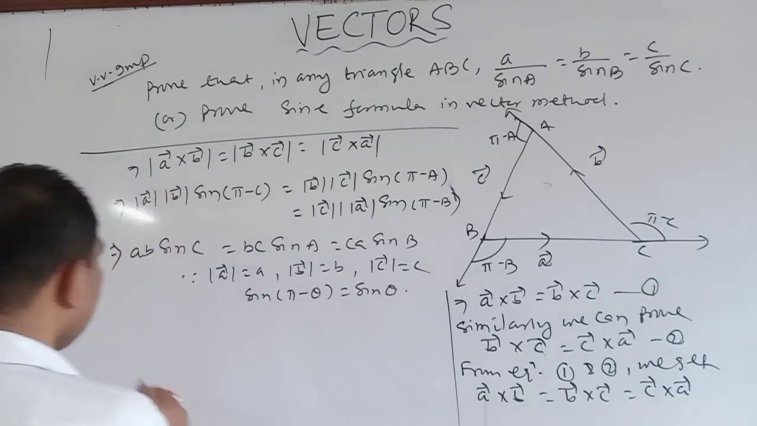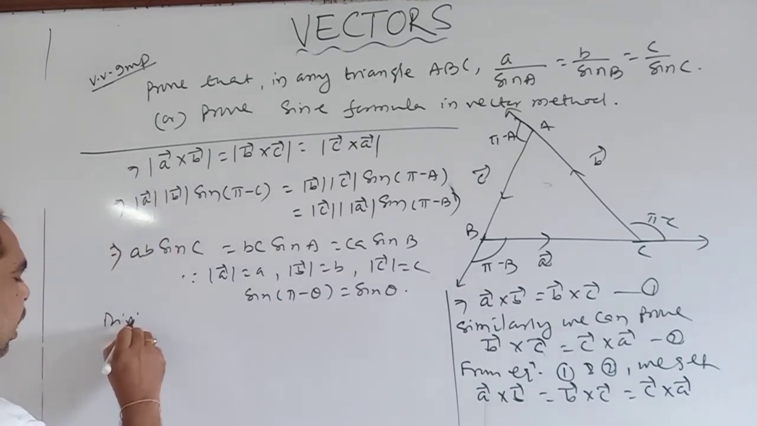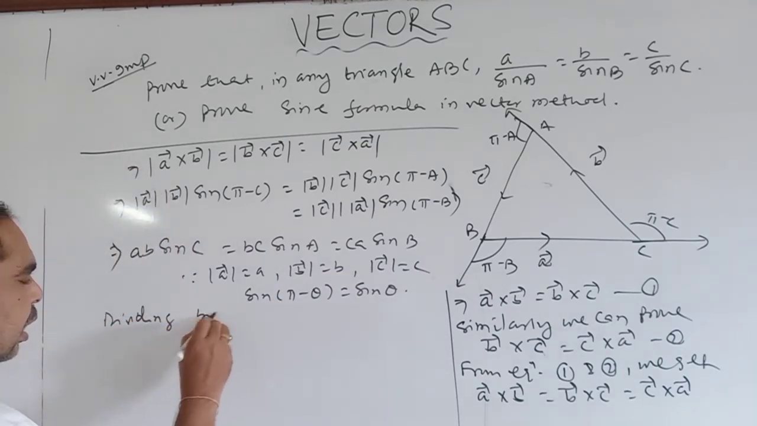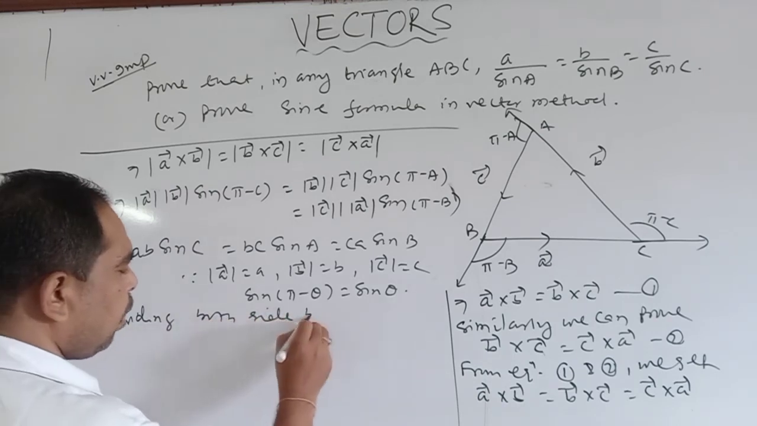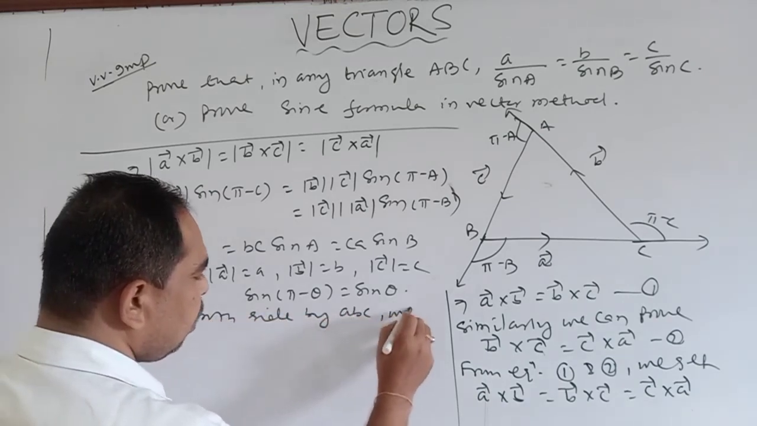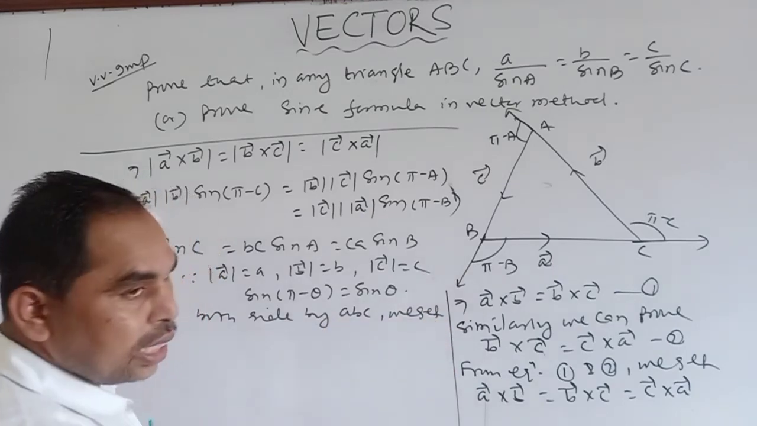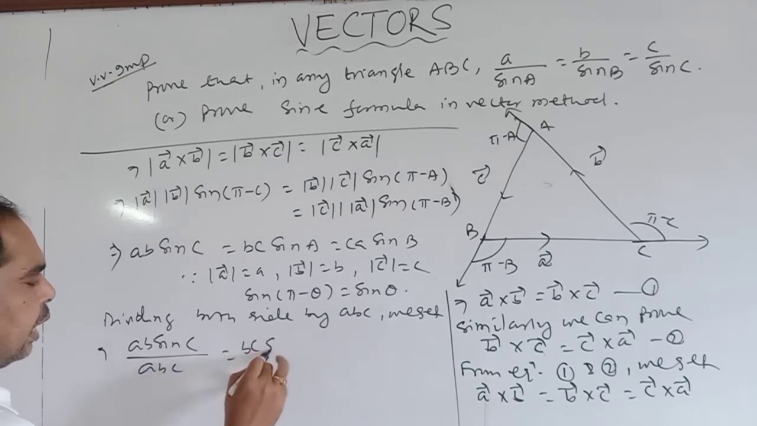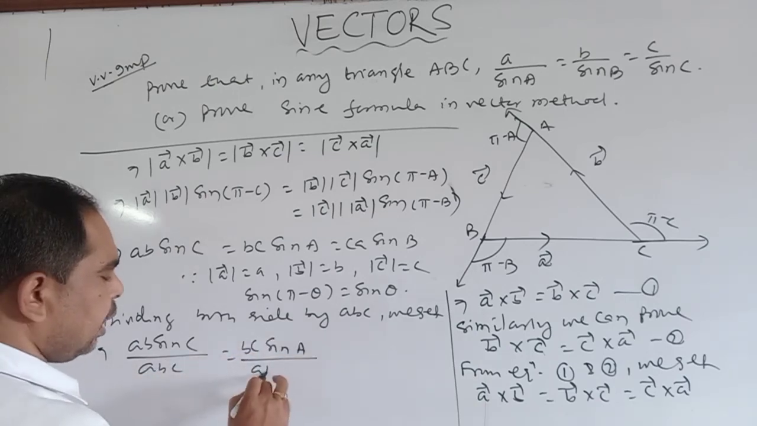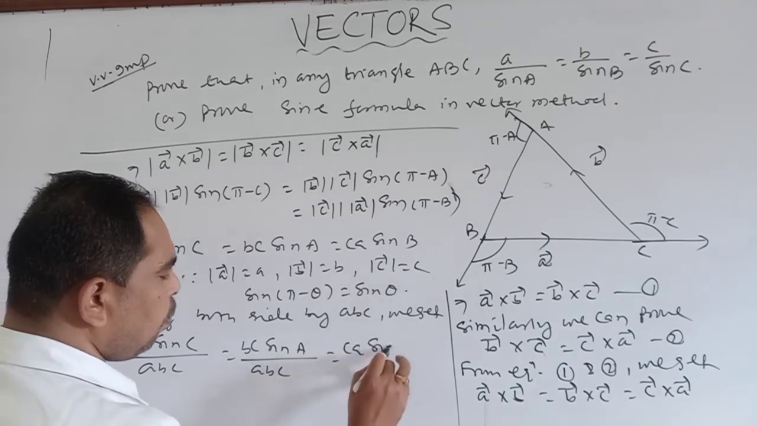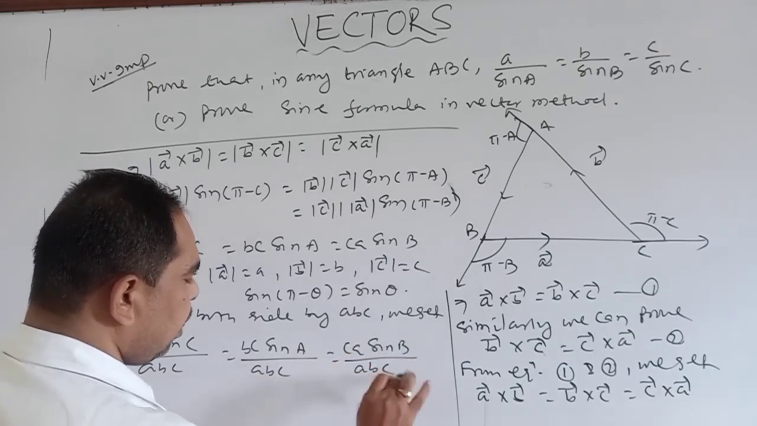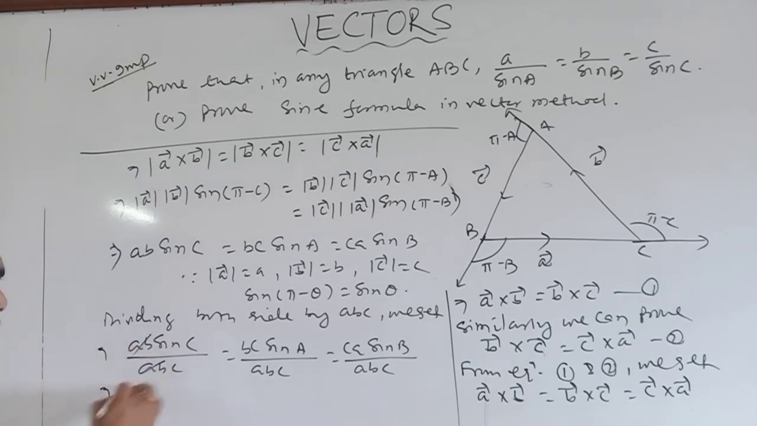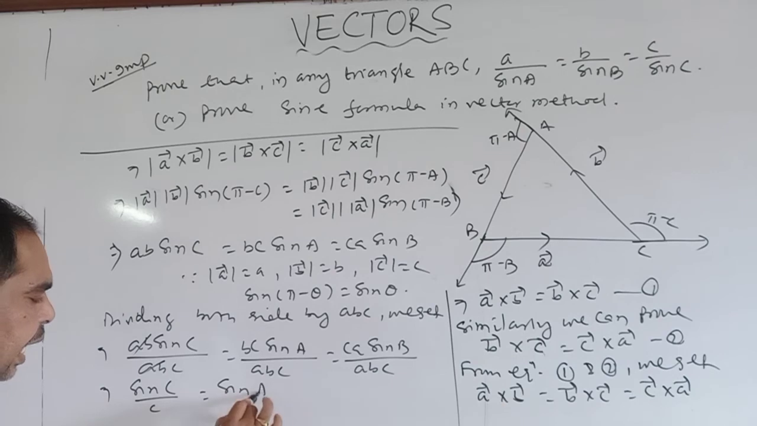Okay, dividing both sides by ABC, dividing both sides by small a b c, we get AB sin C divided by ABC is equal to BC sin A divided by ABC is equal to CA sin B divided by ABC. So this implies AB cancels AB, so sin C by small c is equal to sin A by small a.